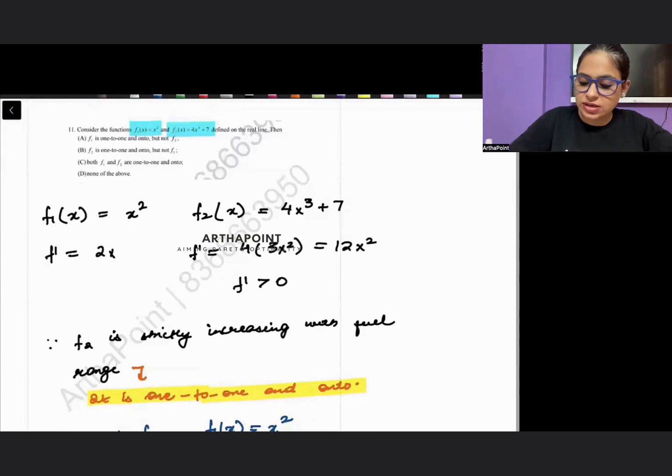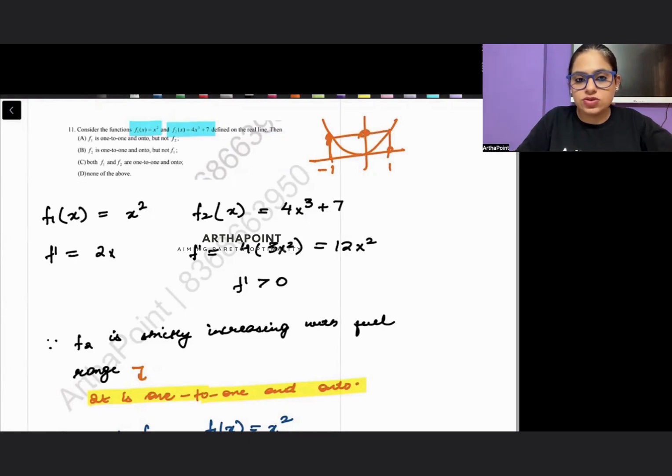When I talk about x square, this is how I plot the function, right? Whether I take a negative value of x or a positive value of x, I am going to the same value of y. So this is typically not a one-to-one function. f1 is 1-to-1 is absolutely incorrect, and f1 and f2 both are 1-to-1 is also incorrect. Now I just have to check the second function.